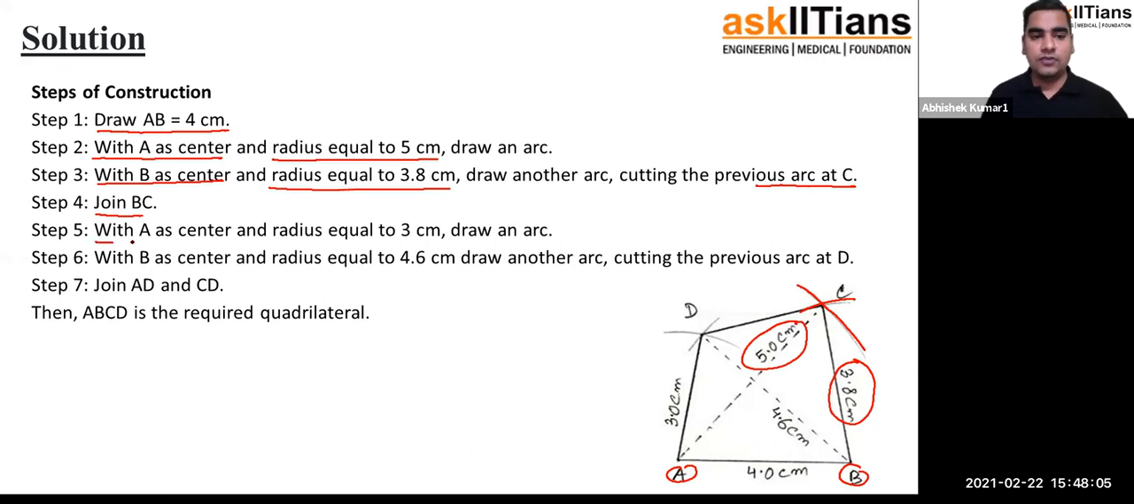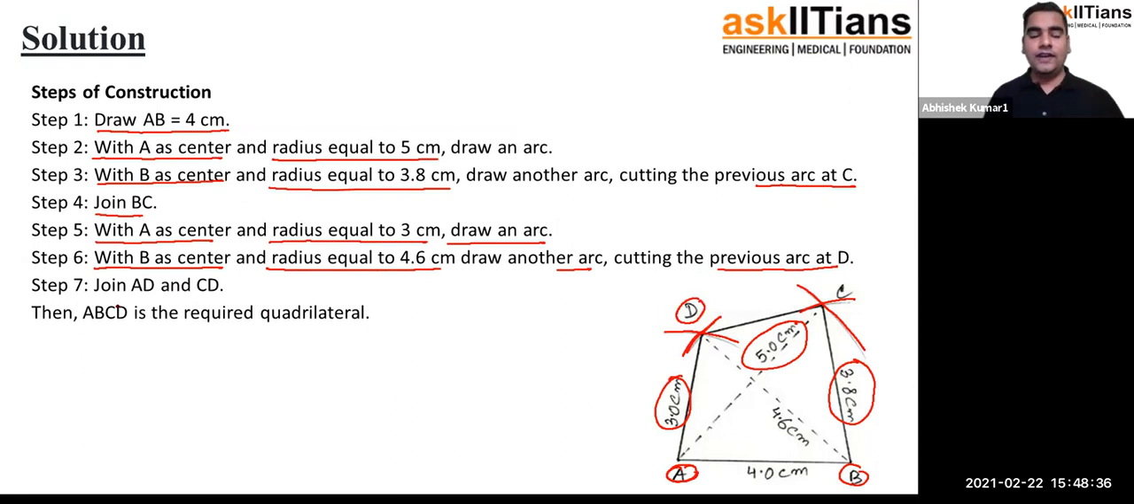So assuming A to be the center and radius equal to 3 centimeters, they marked an arc, and this is the arc that you have. Clear? After that, they assume B to be the center and radius equal to 4.6 centimeters. They marked another arc, and both the arcs cut each other at point D.